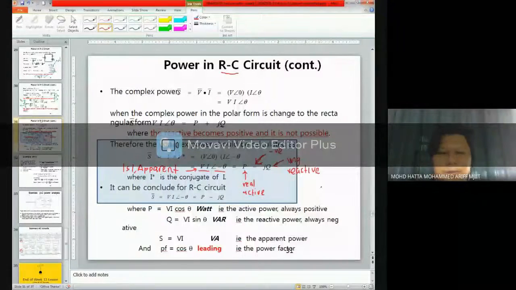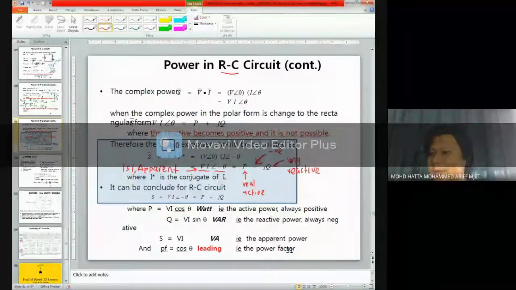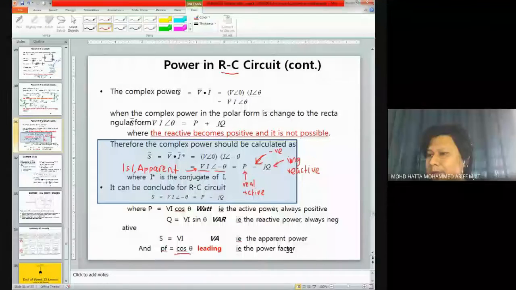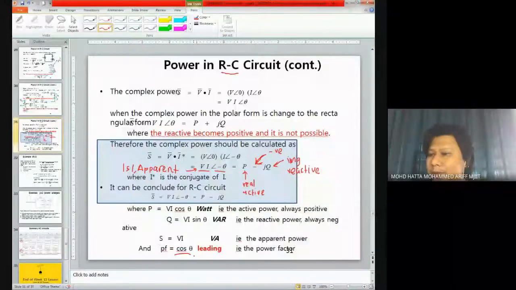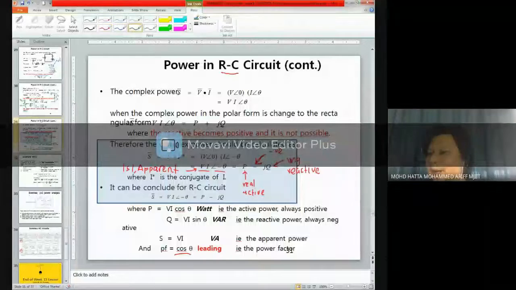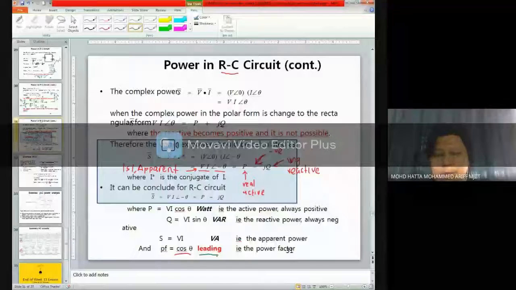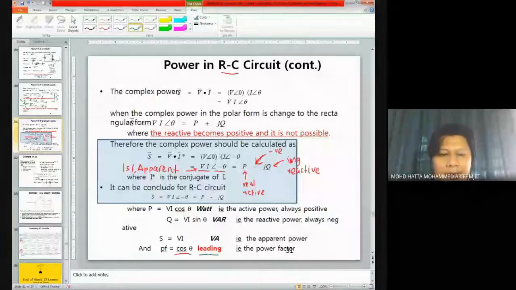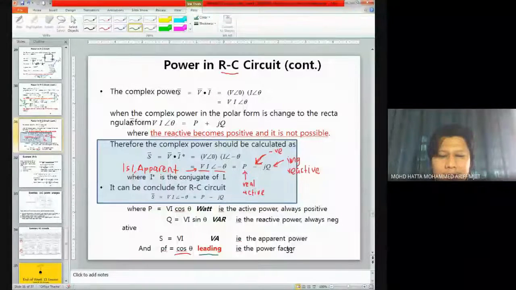And towards the end, if you've been asked about power factor, you can use this formula, cos theta. And the most important thing is that for power factor for RC circuit, it is a leading power factor. So this is very important in order for you to give full information of the power factor.